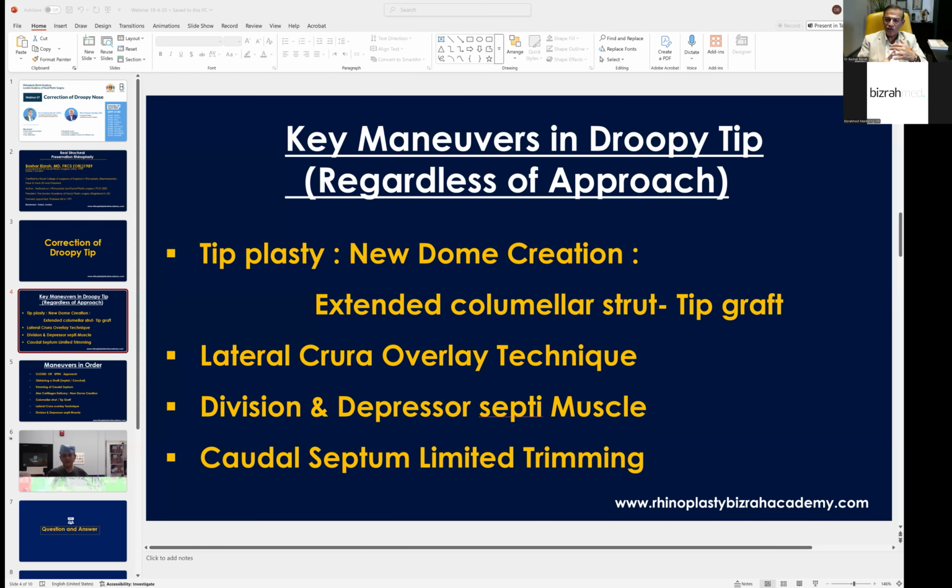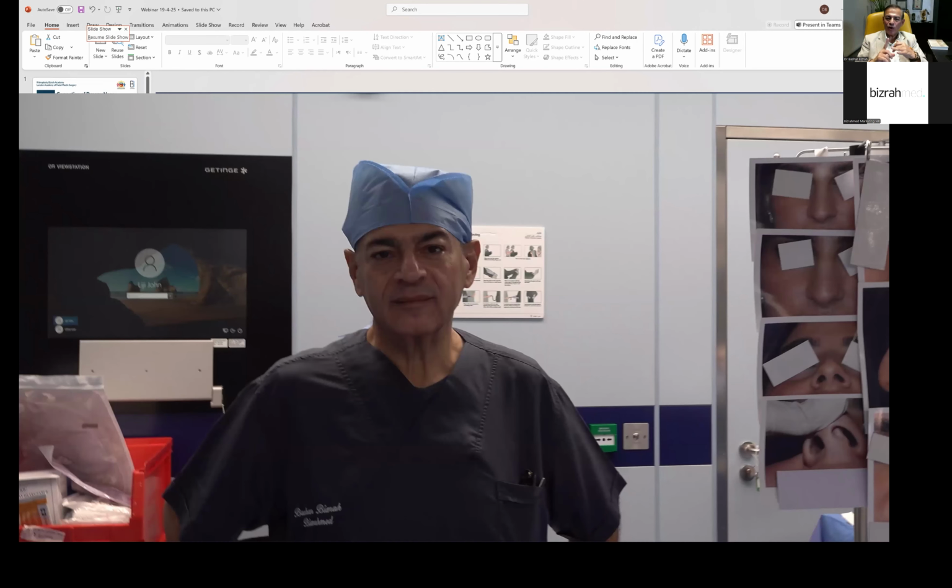Back now to the droopy tip: it's not important what approach you use, open approach or closed approach. Sometimes people have an endless and unnecessary discussion about open approach or closed approach. In my opinion it's unnecessary, because it's not important how you go in. What is important is what you do when you are in. What is important is the maneuvers. Rhinoplasty is based on maneuvers. Rhinoplasty is not based on approaches. Nobody says that rhinoplasty is based on approaches.